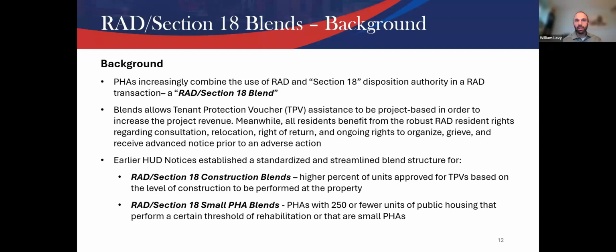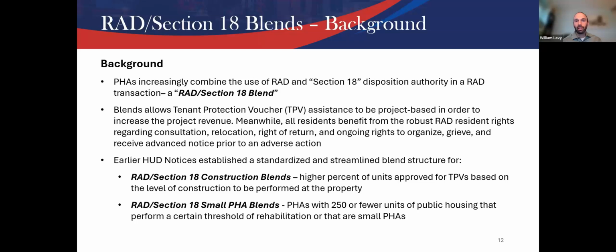Earlier, HUD notices established 2 kinds of blends: the RAD Section 18 construction blend, where a housing authority is approved for a higher number of Section 18 units and tenant protection vouchers based on the level of construction that they're performing at the property. The idea being the greater capital needs of the property, the greater the construction needs, the higher the revenue needed to support the financing to address those needs. We also had the RAD Section 18 small PHA blends. This is for PHAs with 250 or fewer units.